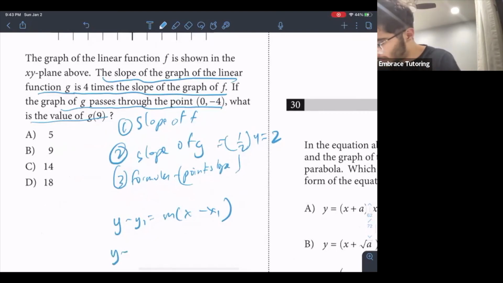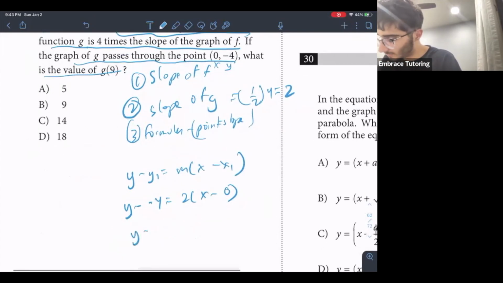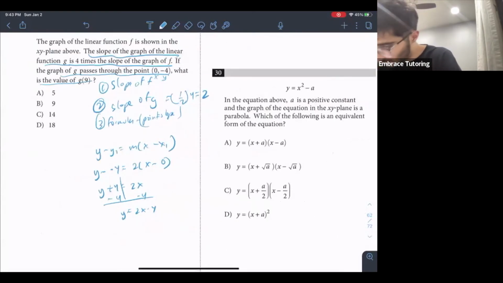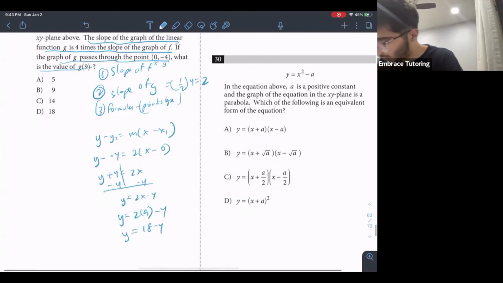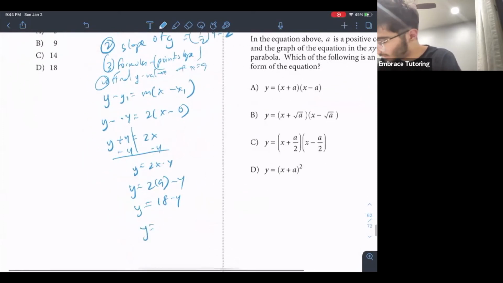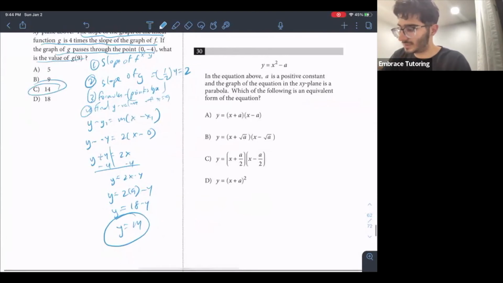So you would do y minus, this is x and this is y, so -4 is equal to 2 times x minus 0. This would become y plus 4 is equal to 2x. Subtract 4 on both sides to get y is equal to 2x minus 4. Then you plug in 9, y is equal to 2 times 9 minus 4, y is equal to 18 minus 4. And then find the y value when x is equal to 9. So y is equal to 14, and that is your answer, choice C.